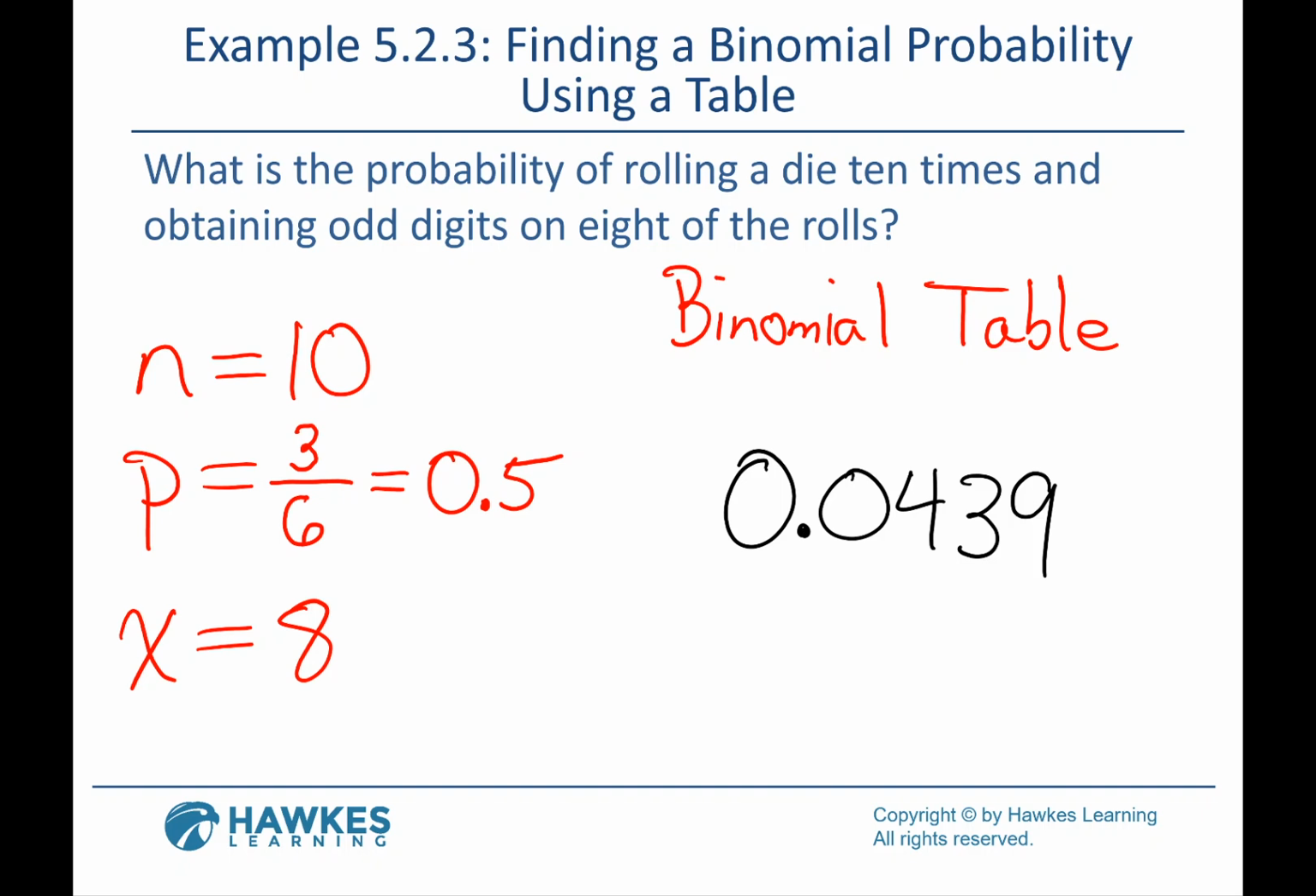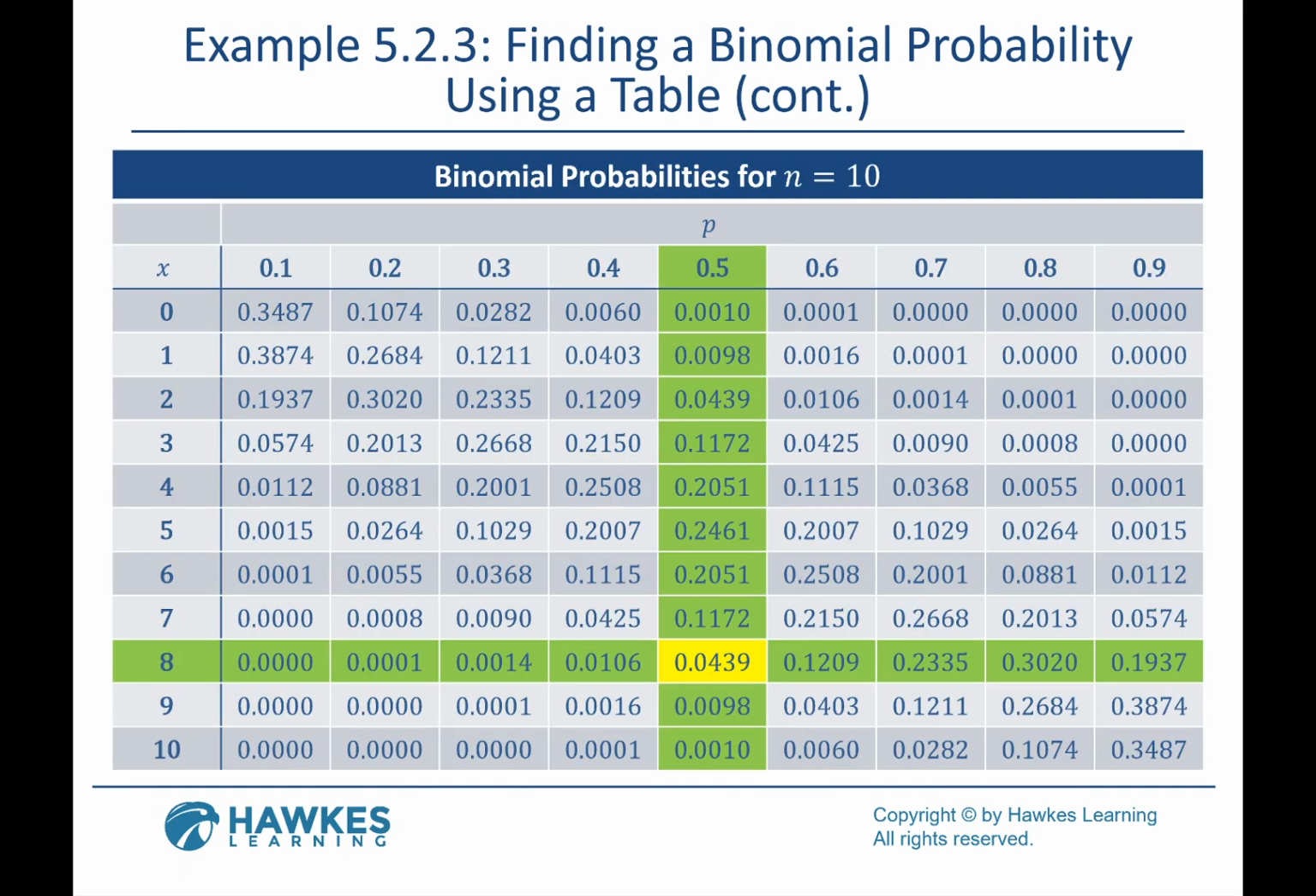Questions on doing those? The hardest part on those is making sure you get N, P, and X right. Not bad. Oh, I had this table in the slide this time. I forgot I had it this time. So N of 10, P of 0.5, X of 8, get 0.0439.